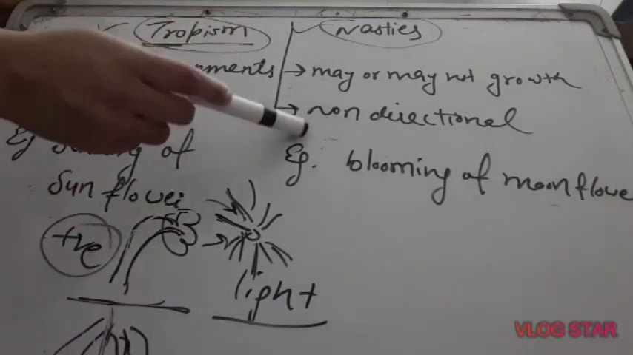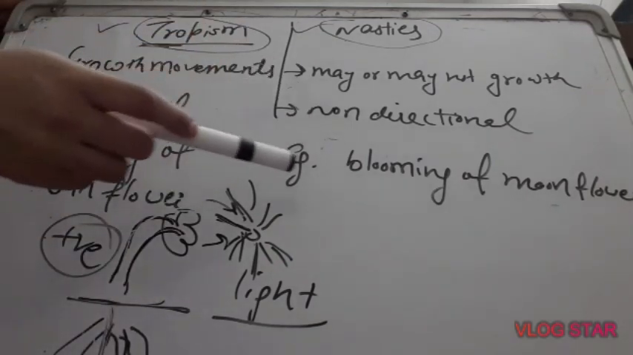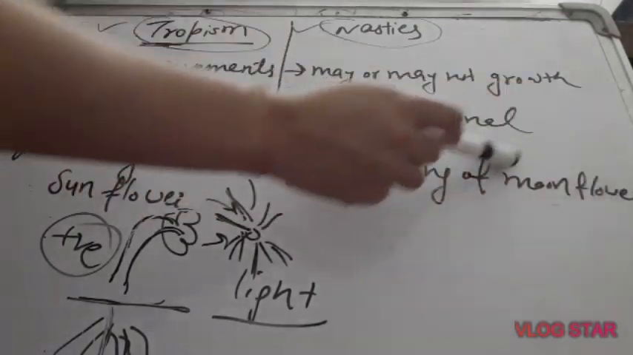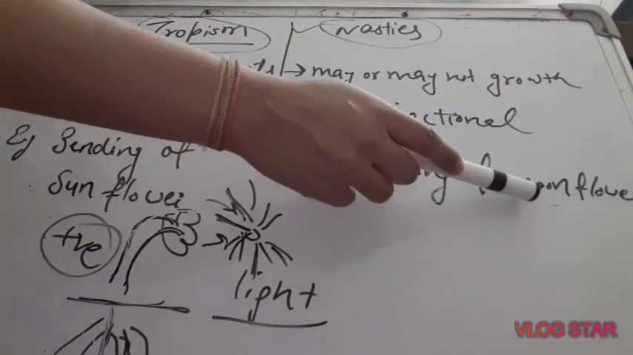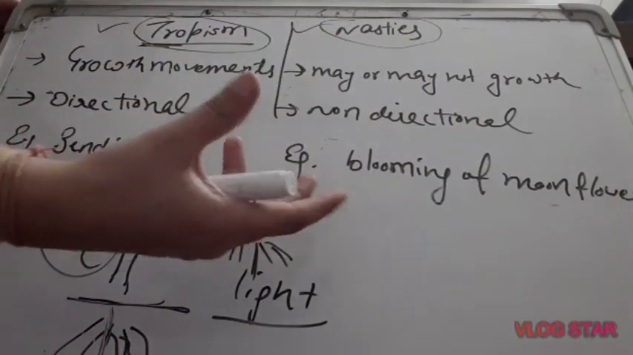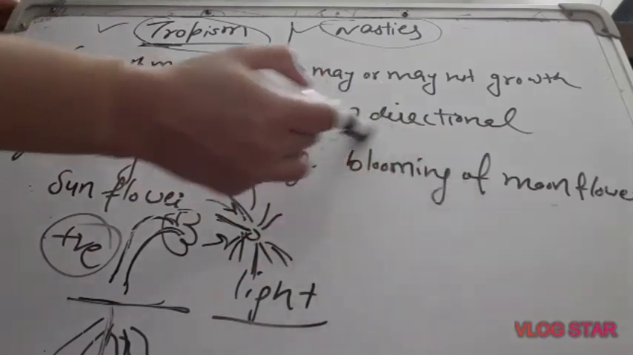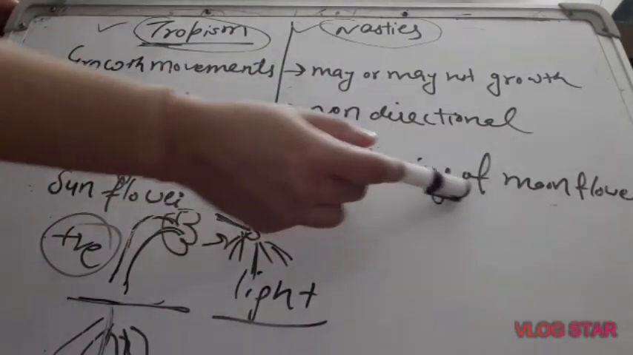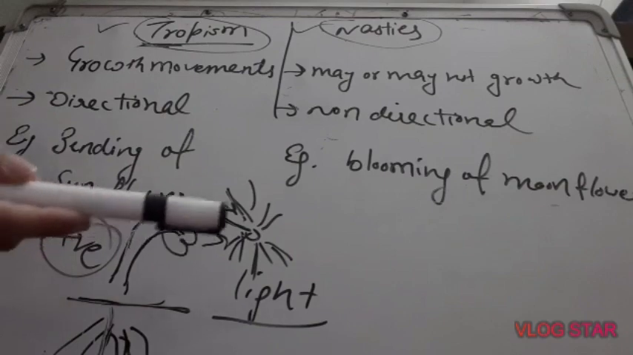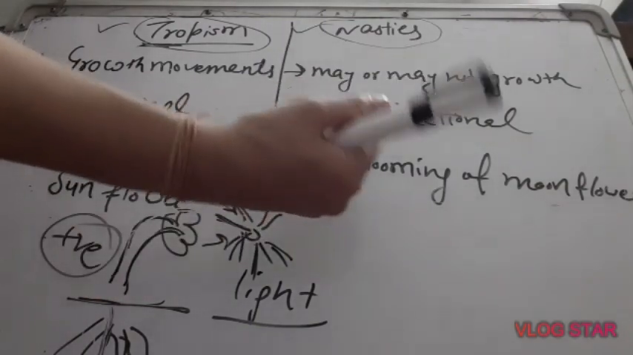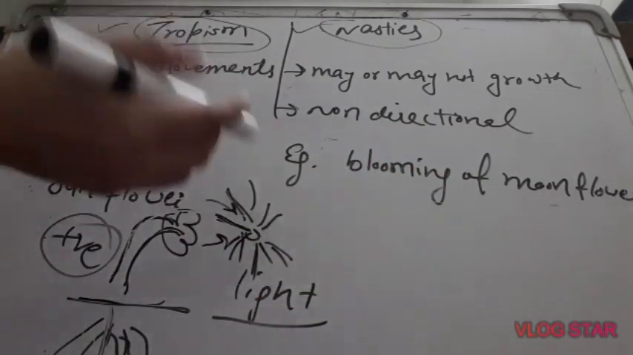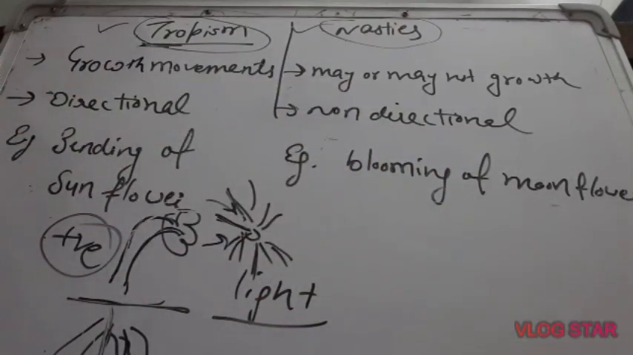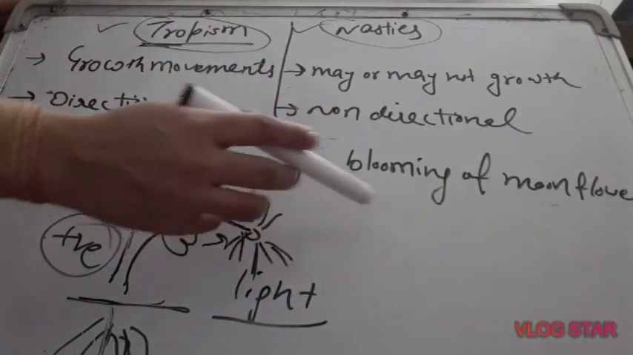But in nasties, the direction of stimulus is not known. Let us take an example of the moonflower. It remains closed throughout the day, but it opens its petals only at night, during the evening, when there is no light or only moonlight, in dim light. It blooms and opens its petals. From the opening petals, we cannot know where light is coming from or where darkness is coming from. So it doesn't tell any direction of the stimulus.